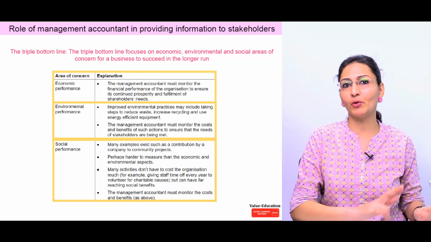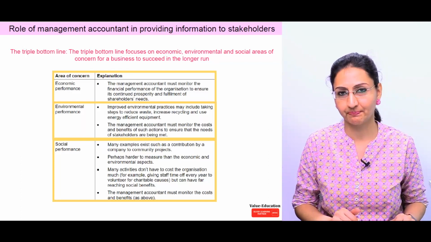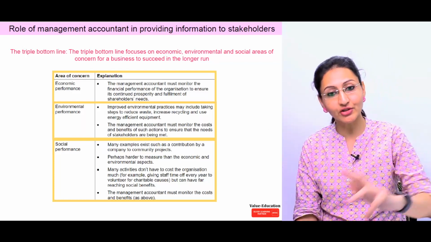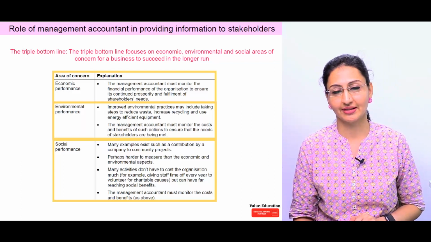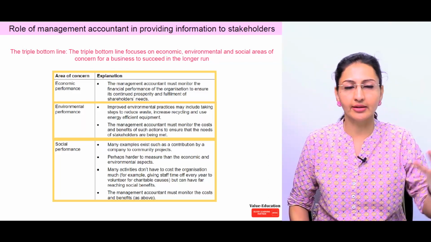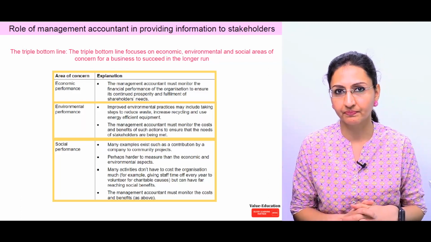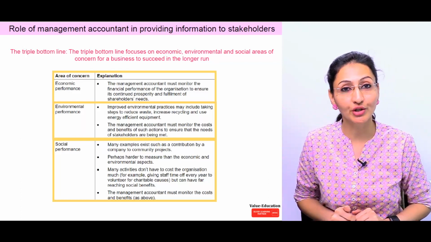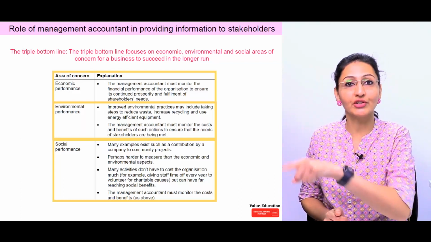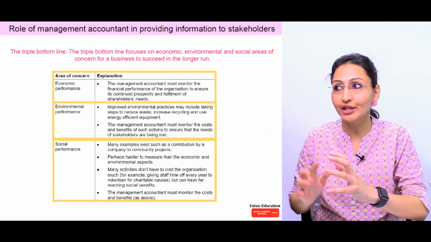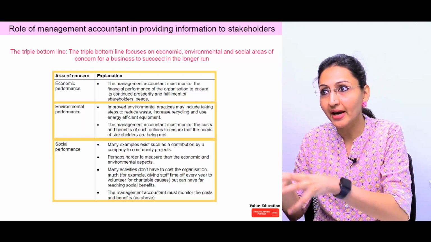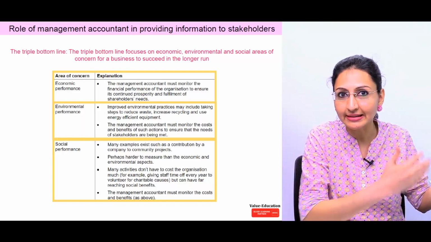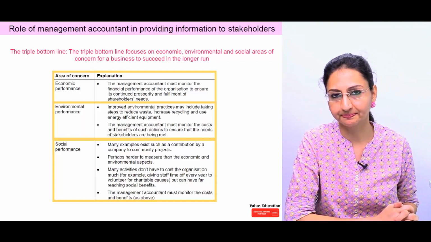Now, how does the management accountant play a role in providing information to these stakeholders? We have to study the triple bottom line concept here. Now, what is this concept? The triple bottom line focuses on the economic, environmental, and social areas of a business. For a longer run, when a business has to succeed, should it just concentrate on the financial numbers? No. It has to concentrate on the society. It has to concentrate on the environment. It has to concentrate on the economic changes which can impact this business, or how this business is economically impacting the nation or the economy of the nation.